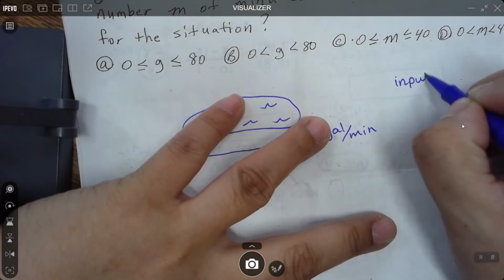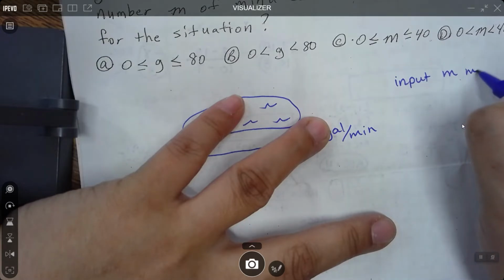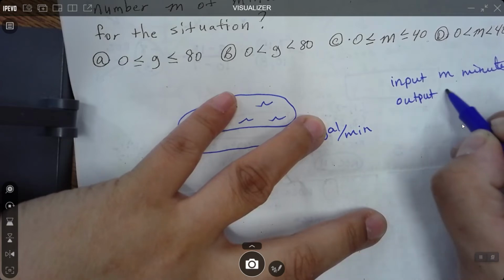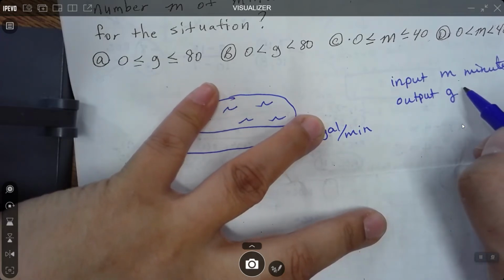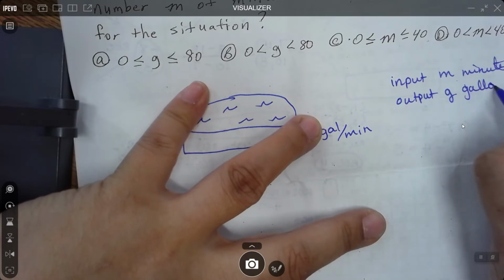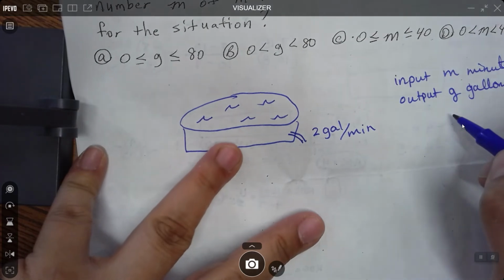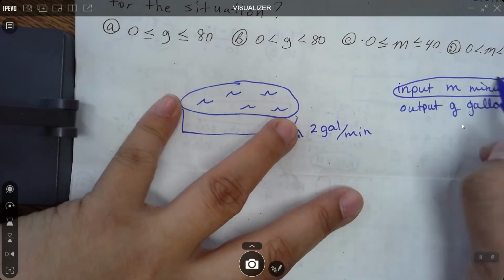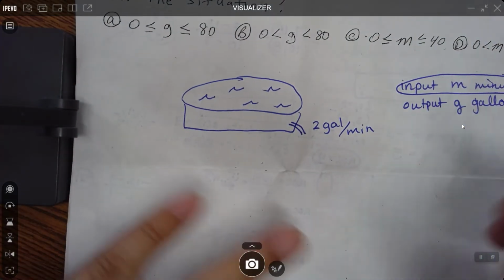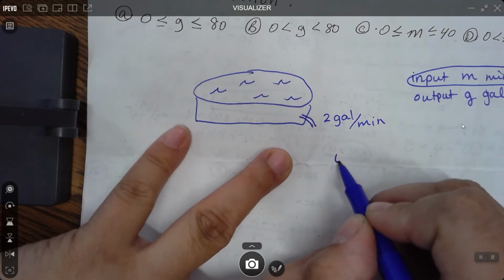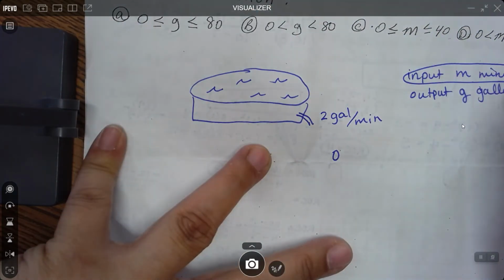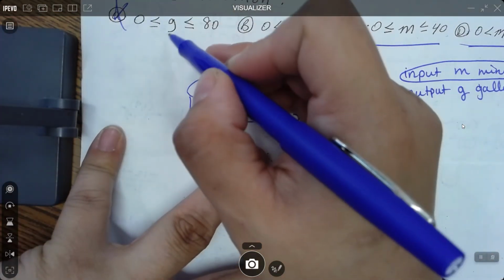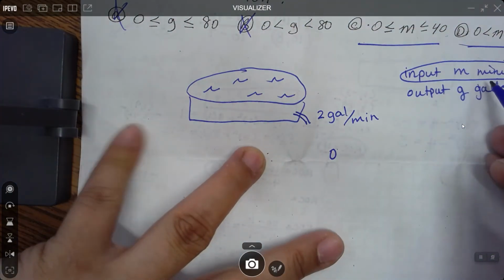So it looks like input is m, which is minutes, and output is g, which is gallons. So if you put in the time, you get the number of gallons remaining. What is the domain? So the domain is going to deal with the minutes. It's definitely going to start at 0 because time starts at 0. Well, all the choices start with 0. It's going to be this one or that one, clear? Because these are about g and this is about minutes.